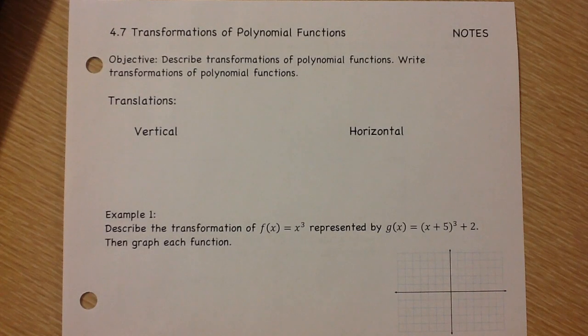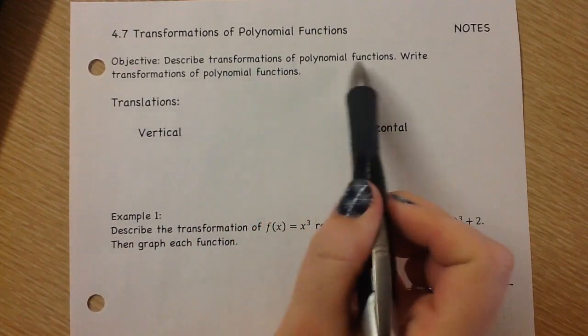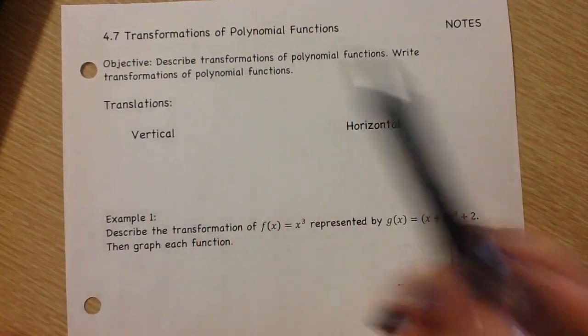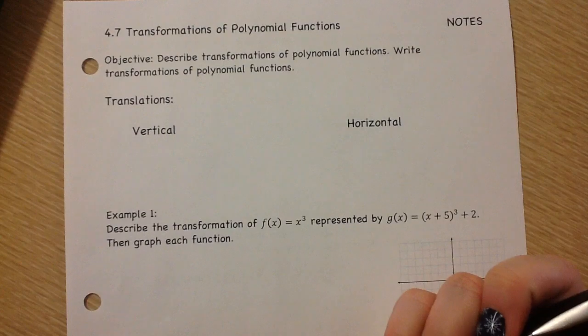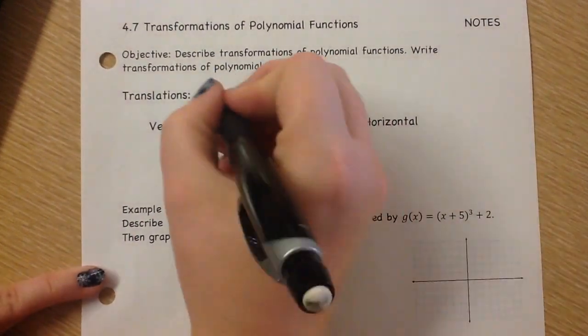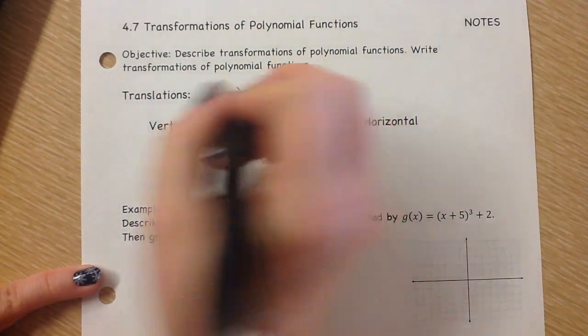So our objective for this lesson is to be able to describe transformations of polynomial functions and write transformations of polynomial functions. So first let's go ahead and go over our rules. Let's say f of x is my parent function.